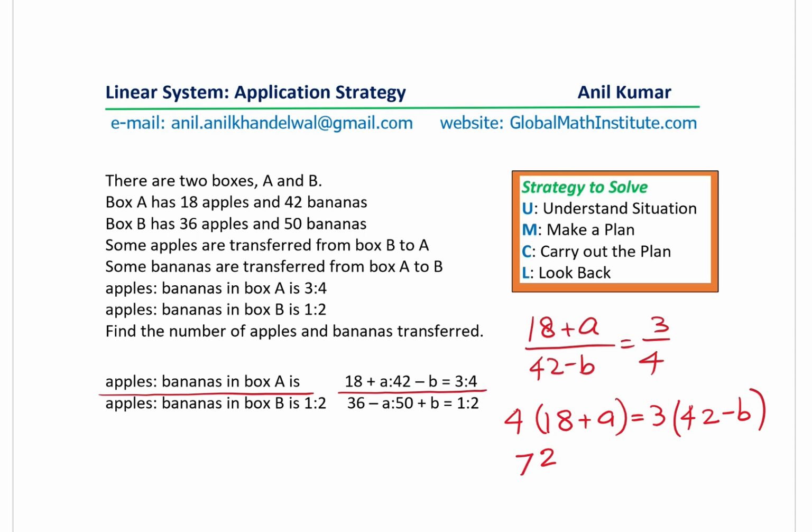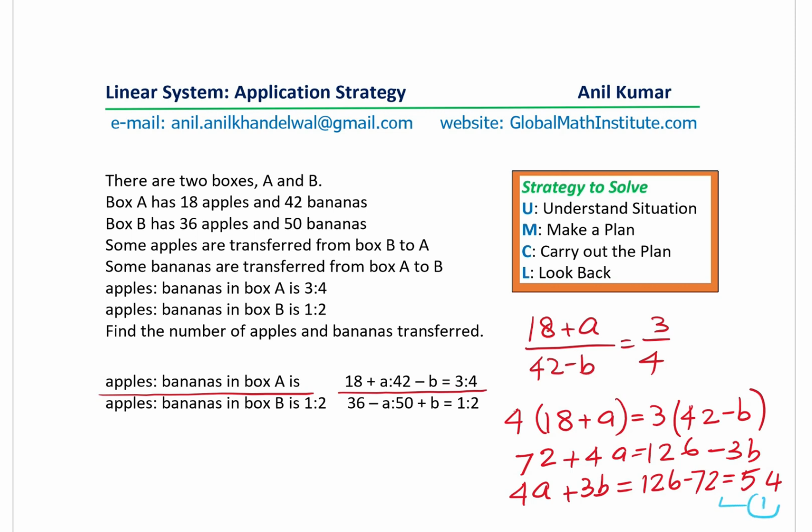So we get 72 here plus 4A plus 3 times 2 is 6 and 126 minus 3B. And bringing A and B together, we get one equation which is 4A plus 3B equals 126 minus 72. And 126 minus 72 is how much? 6 take away 2 is 4, and then we'll take 11, so we get 54, right? So we have 54. We'll call this our equation number 1. So this will be called one of our equations.